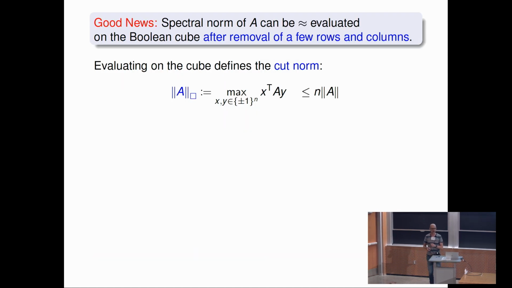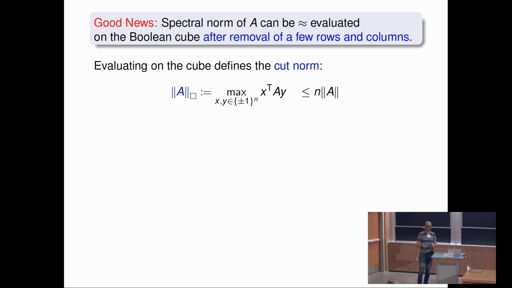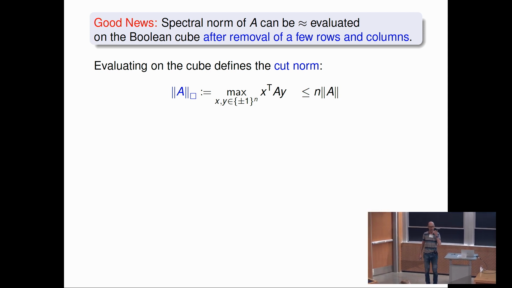So the good news is that you can do that. The spectral norm can be approximately evaluated on delocalized vectors, on the Boolean cube, plus minus 1, plus minus 1, plus minus 1, and so on and so forth, if you afford to give up a few rows and a few columns of a matrix A. Okay, so here is what I technically mean by that. Let's just first blindly try to evaluate the spectral norm on these vectors only, so vectors with coordinates plus 1 or minus 1.